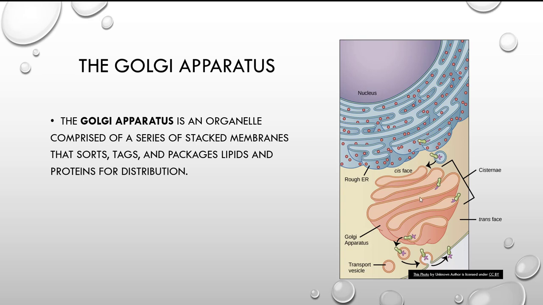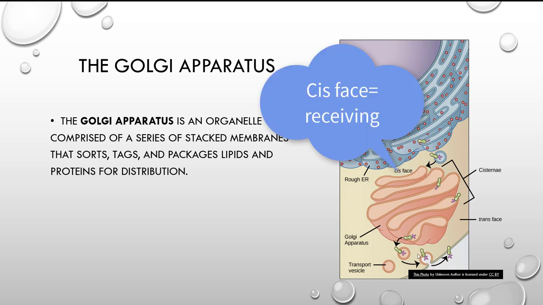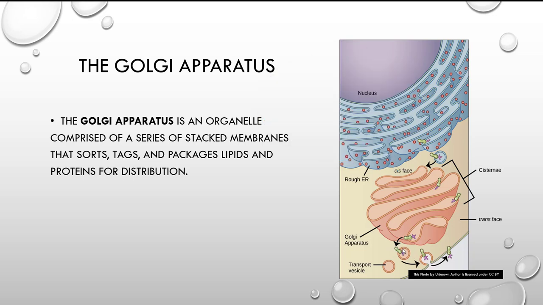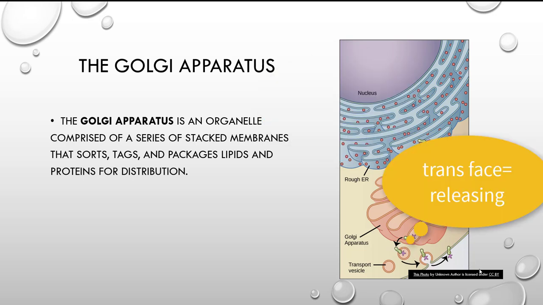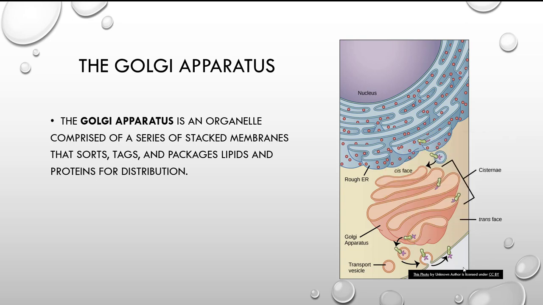And you can see that the Golgi apparatus actually has two sides to it. So it has the cis face and the trans face. So the cis face is the side that's facing the rough ER. So it's the receiving end. And then the trans face is going to be the end that is transporting the final product out of the cell for distribution. Okay, so that's our Golgi apparatus.